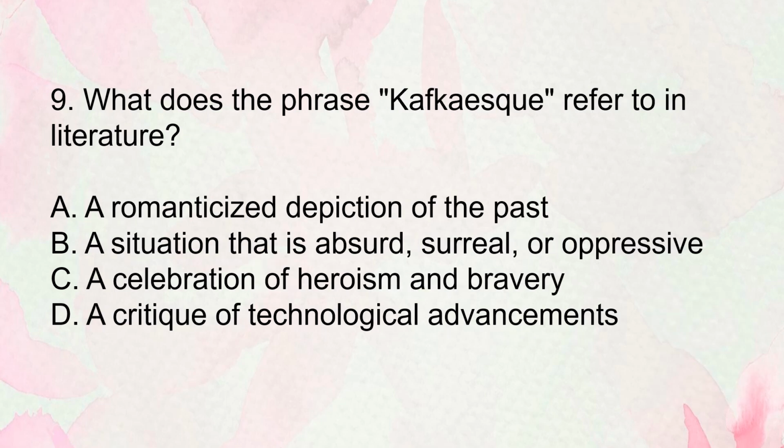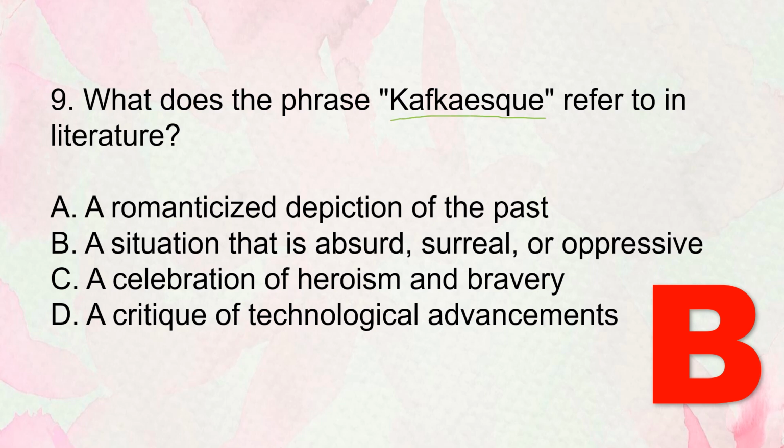Number 9, what does the phrase Kafkaesque refer to in literature? Letter A, a romanticized depiction of the past. Letter B, a situation that is absurd, surreal, or oppressive. Letter C, a celebration of heroism and bravery. Or letter D, a critic of technological advancements. Alright, the correct answer is letter B. Take note of this term, Kafkaesque.